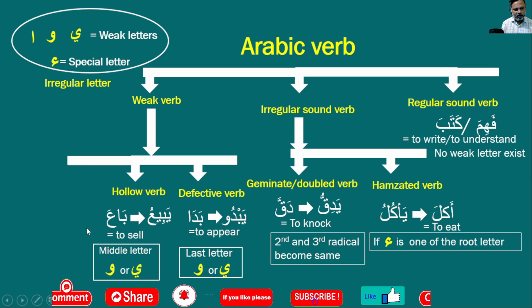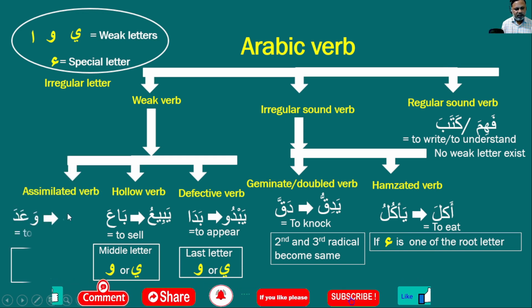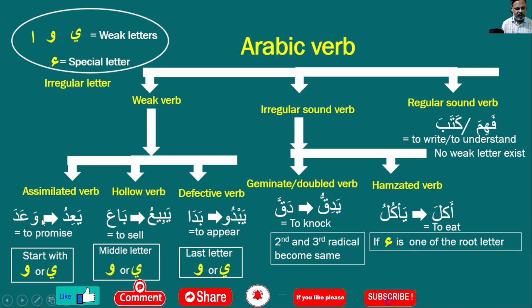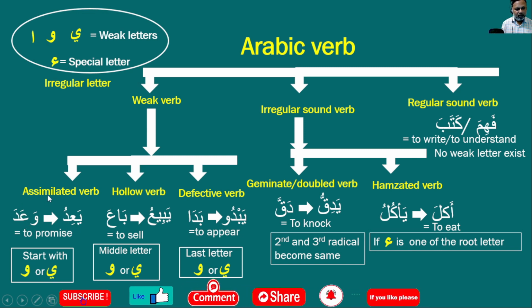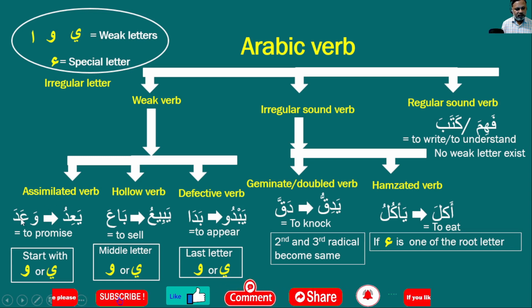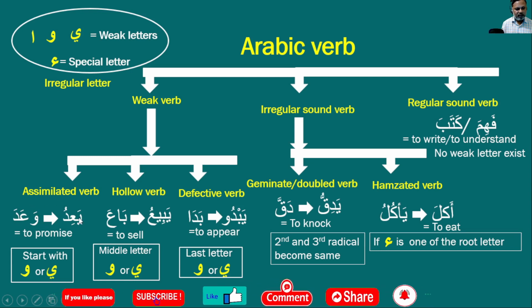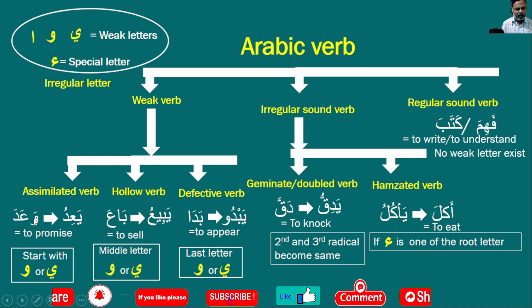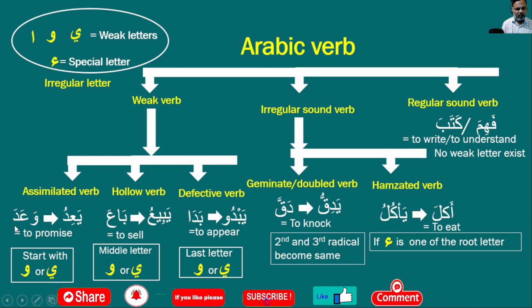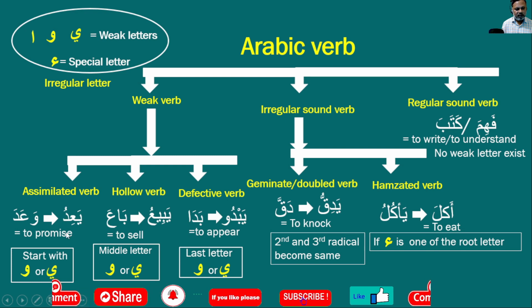And the third group is the assimilated verb, where the verb starts with wa or ya. Like wada, yaadu. It is called assimilated because when this verb is conjugated in the present tense, the wa or ya drops out. Like wada becomes yaadu. There is no wa here.